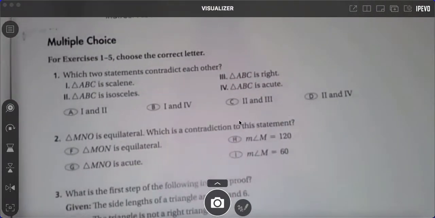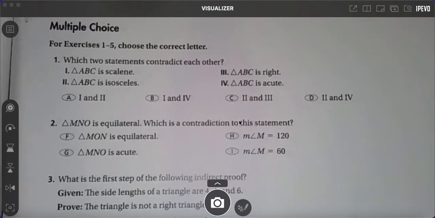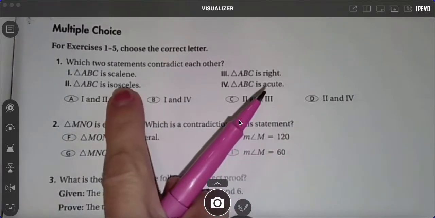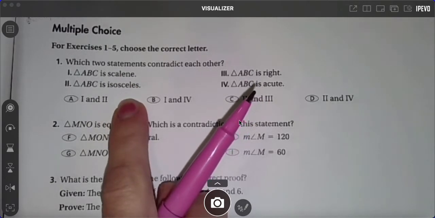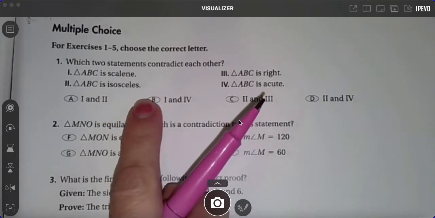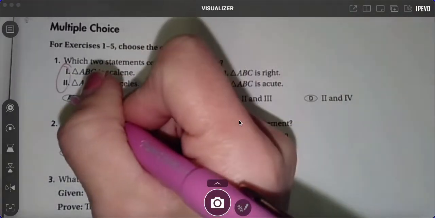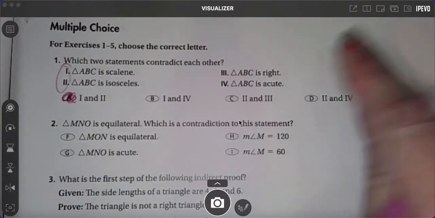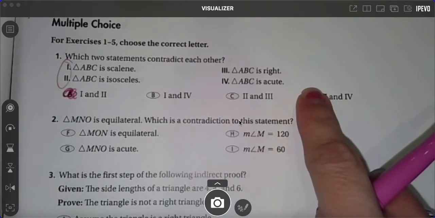All right, so you're looking for what contradicts, what two things can't happen at the same time. Which two statements on number 1 contradict each other? Remember, scaling means all the sides are different. What does isosceles mean? Two sides are the same. Can those two things happen at the same time? No, we're saying two different things. So it's letter A, statements 1 and 2. A right triangle can have acute angles, all small angles.